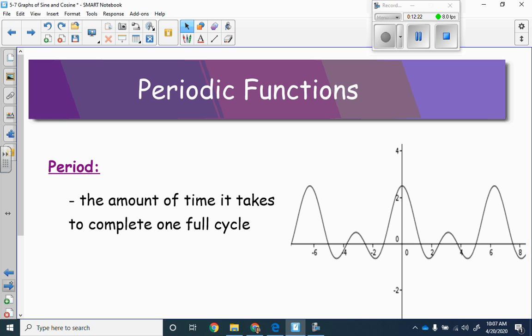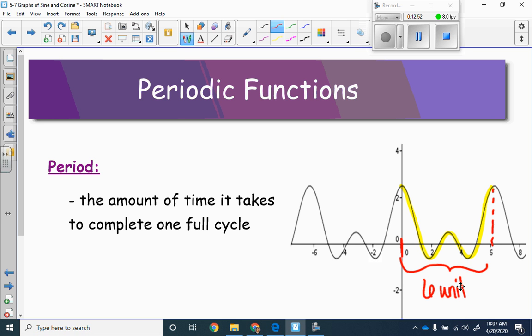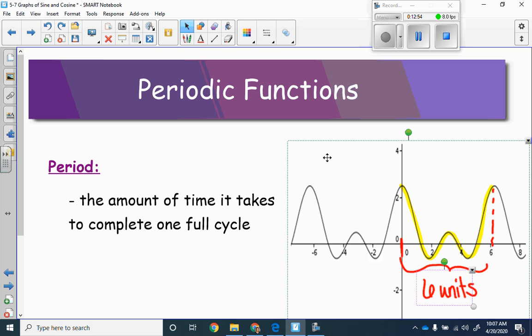So what is a period? Period is the amount of time it takes to complete one full cycle. When I look at this graph, again, over here on the right, I'm going to just start here and look at just one cycle. How long is that taking? If I start along the x-axis right here, I'm starting at 0, and it looks like it's going up until 6. So 6 units would be the length of our period of this periodic function.